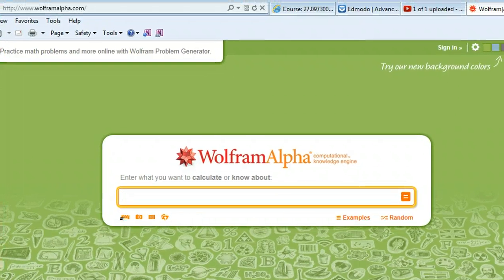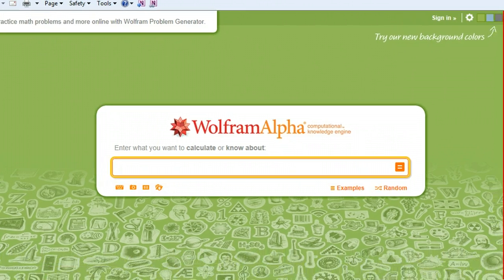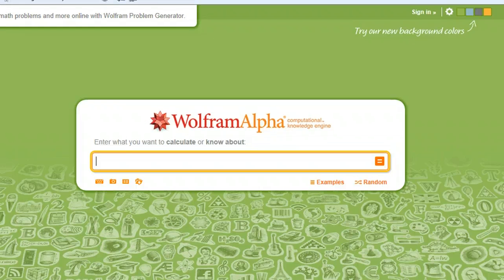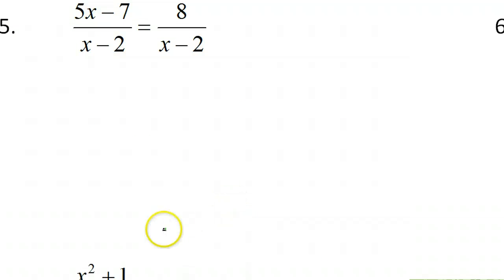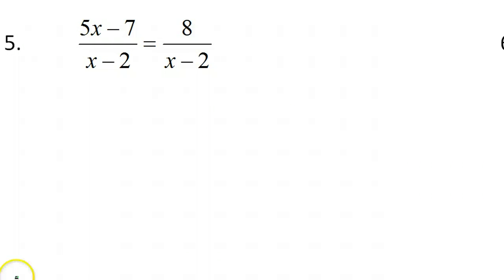Okay, I'm just going to slide up here so you can even see the address. I've just arrived here at www.wolframalpha.com. This is a wonderful site, but you must use it responsibly. You'll be tempted to cheat because of the power of the site. So if you're very careful about how you type this in, you can put this in Wolfram Alpha and it will draw you a picture of it and show you the solutions.